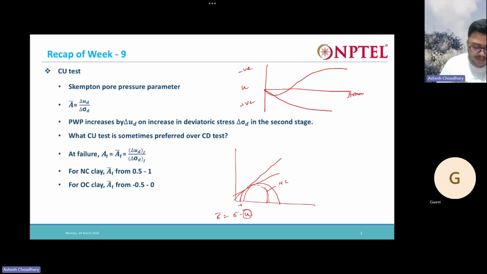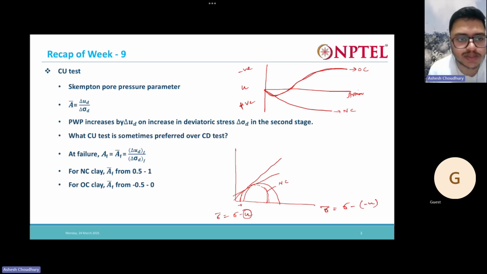But if there is dilation in the soil sample, what will happen? If there is a tendency of dilation in the soil sample, then you will be having negative pore water pressures. Then the effective values will actually be higher than the total stress values. So this is for over consolidated, this is for normally consolidated. Over consolidated, you have negative values of pore water pressure because there is a tendency for the soil to dilate.